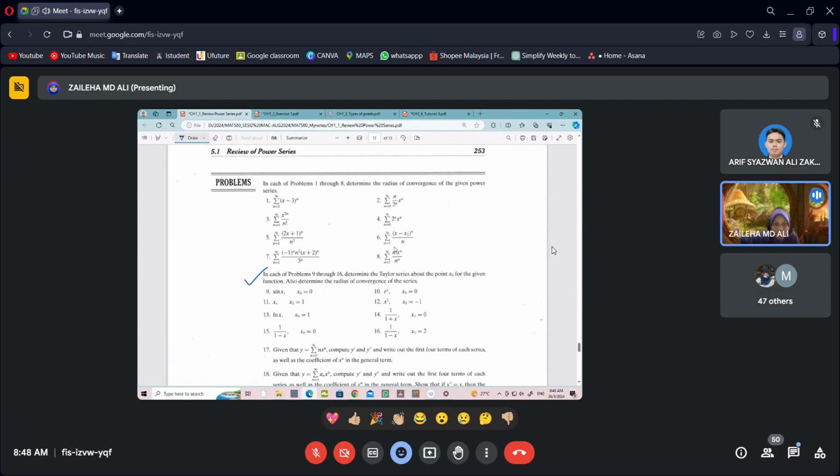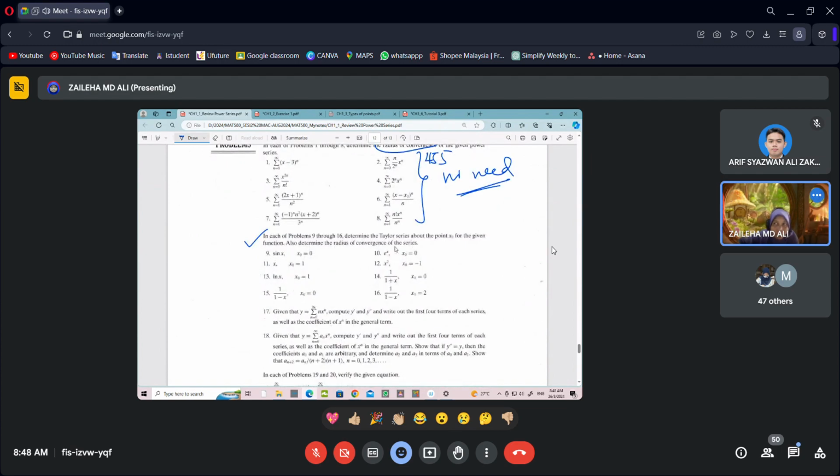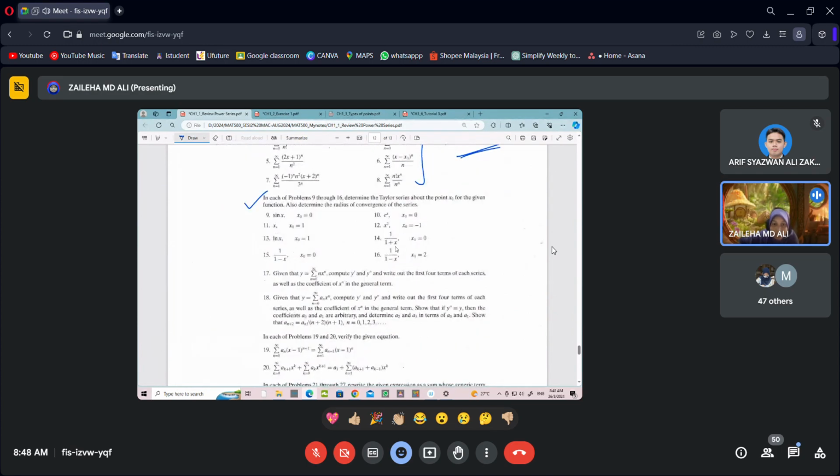Yang ini adalah radius of convergence ni in 455. So question number 1 until 8 ni tak perlu, no need, because you are not responsible for 455 anymore in this class. Tak perlu pun tak apa, right? But you know how to do this, right? So tak perlulah, I'm not going to question you on this, right? So these are again another problem regarding Taylor series that you may do.